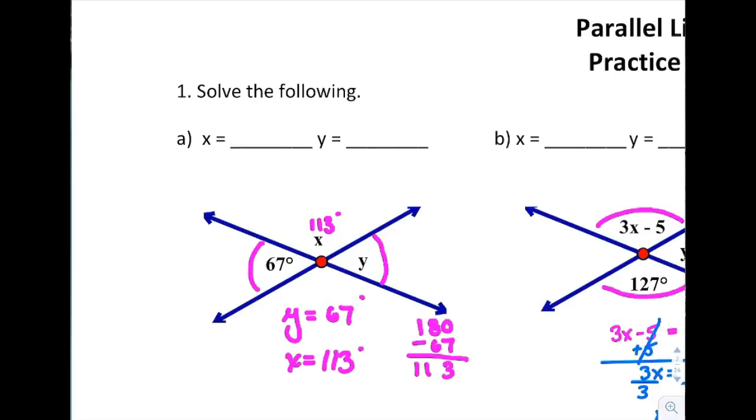Now on the next page, we have a little bit of review on number 1a here. 67 and y are vertical angles, which means they're exactly the same. So y is also 67. And 113 is a linear pair with both 67 and y, so it's 180 minus 67, which is 113 for x.